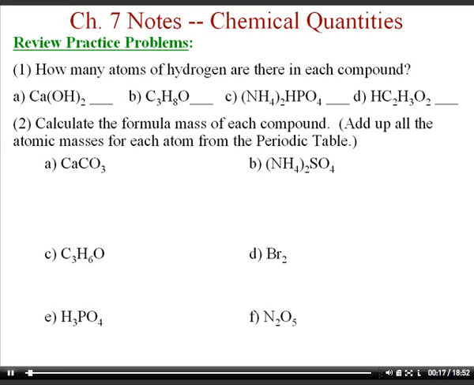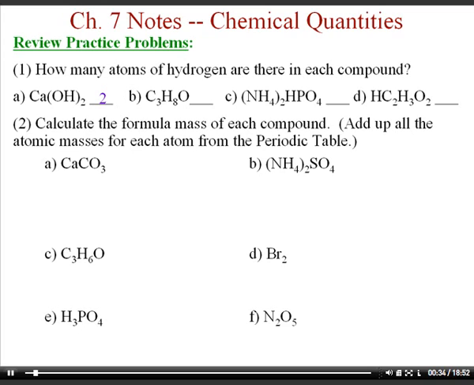Now for this particular problem we're just counting the number of hydrogen atoms. For number 1A we have the compound calcium hydroxide, and the hydroxide ion is in parentheses and it has been doubled, and so if you're counting the number of H's it's going to be 2 because each atom inside the parentheses is going to be doubled. The O's are doubled and the H's are doubled.